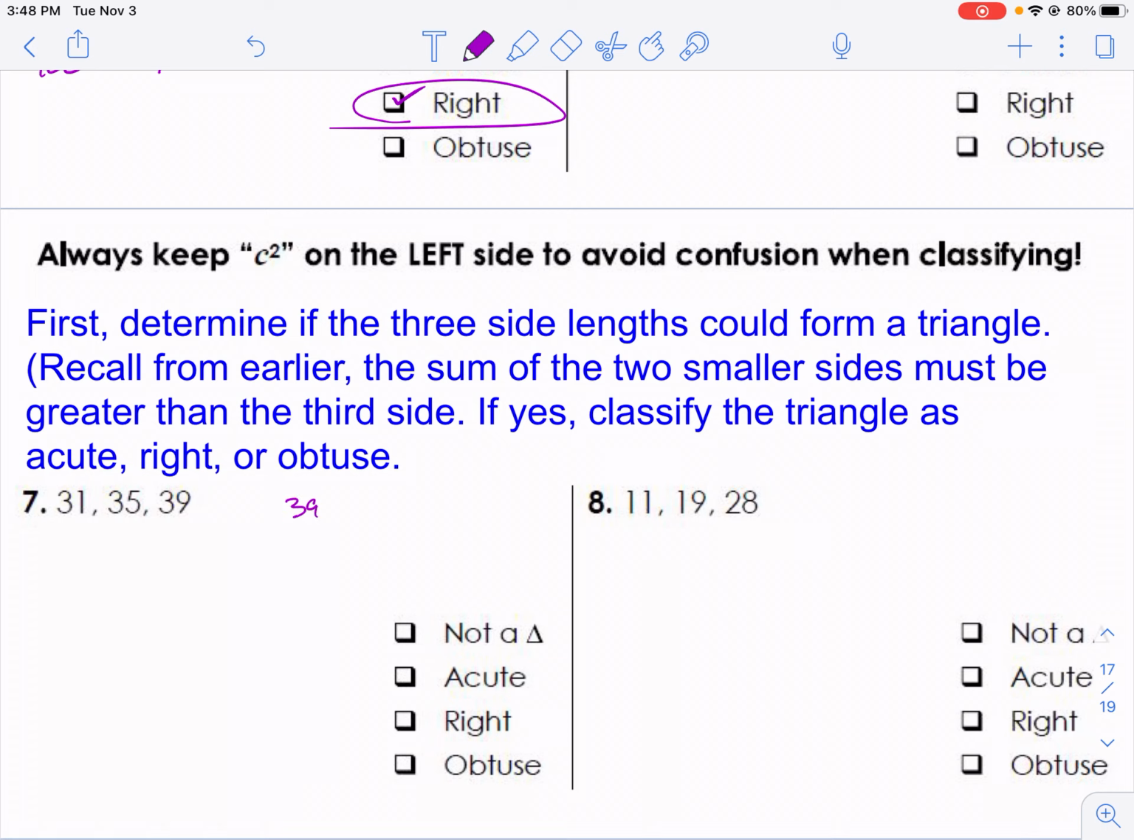We got 39, and we're going to see if 31 and 35, which we should know real quick, that it's going to be a triangle because that's going to be 66. So therefore, it is a triangle.